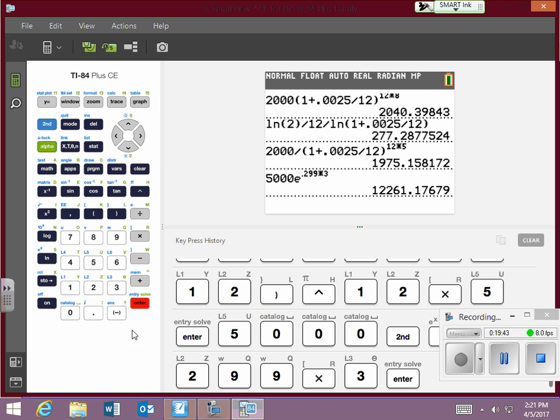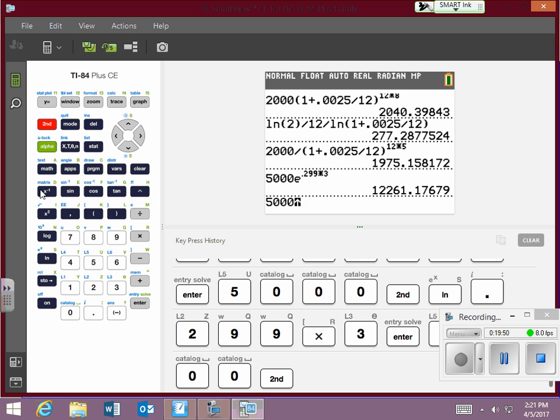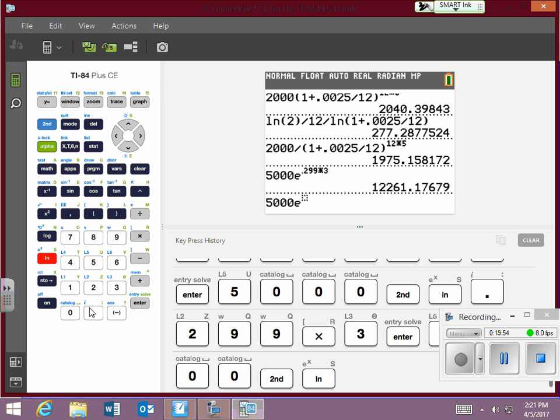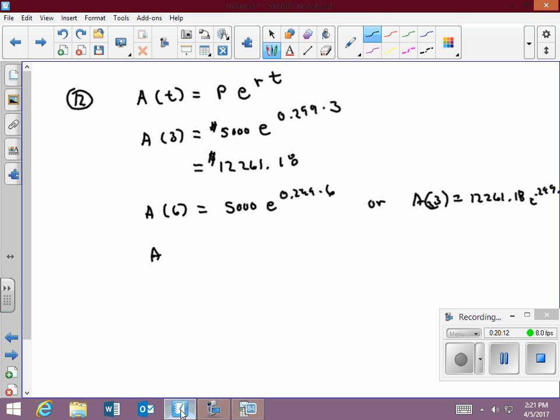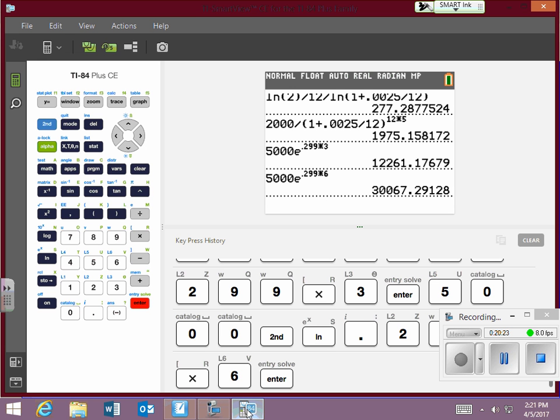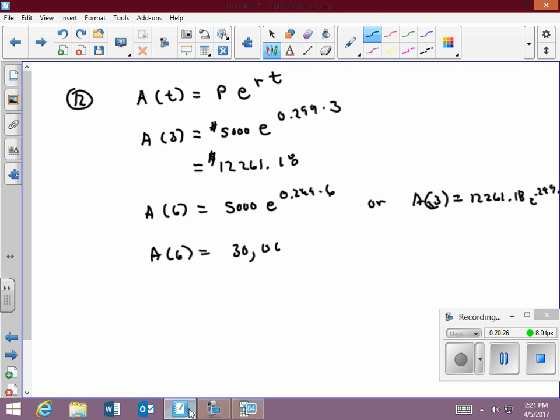But if you did this, and you did 5,000, second, e, 0.299 times 6, now you owe $30,067.29. So do you see why people get in trouble with their credit cards?